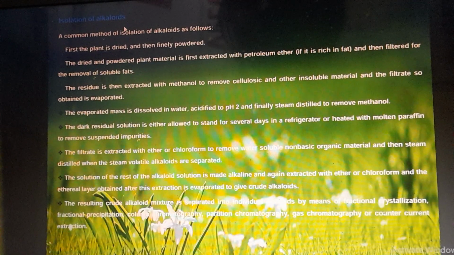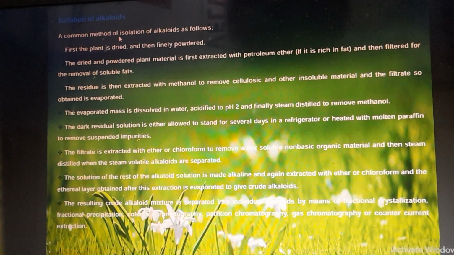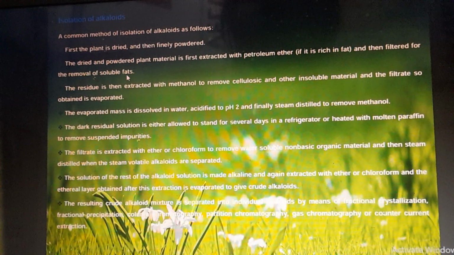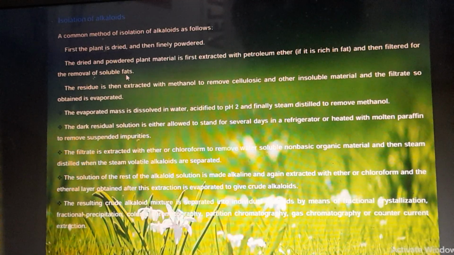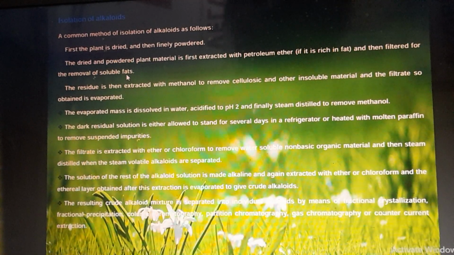So, the common method of isolation of alkaloids is as follows. First the plant is dried and then finally powdered by crushing it. The dried and powdered plant material is first extracted with petroleum ether if it is rich in fat, and then filtered for the removal of soluble fats, because in the plants there are also soluble fats present. So we have to remove those soluble fats by filtering.